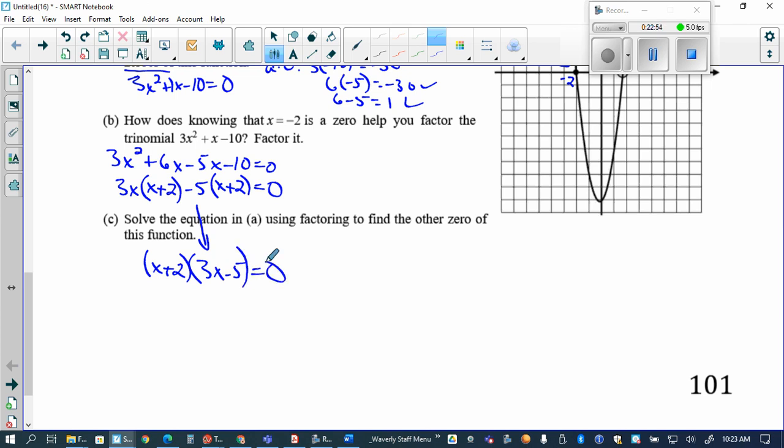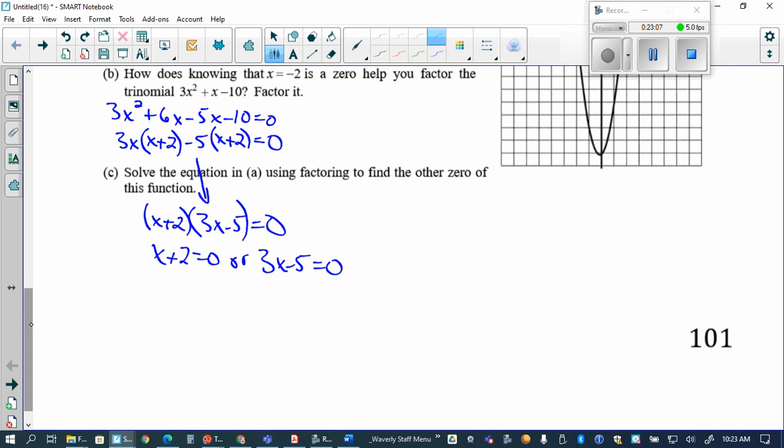Now what do we do? Set them both equal to 0. So either x plus 2 equals 0 or 3x minus 5 equals 0. I wrote this in the wrong place. It's okay. x equals what? Negative 2. Or add 5, you get what? 3x equals.